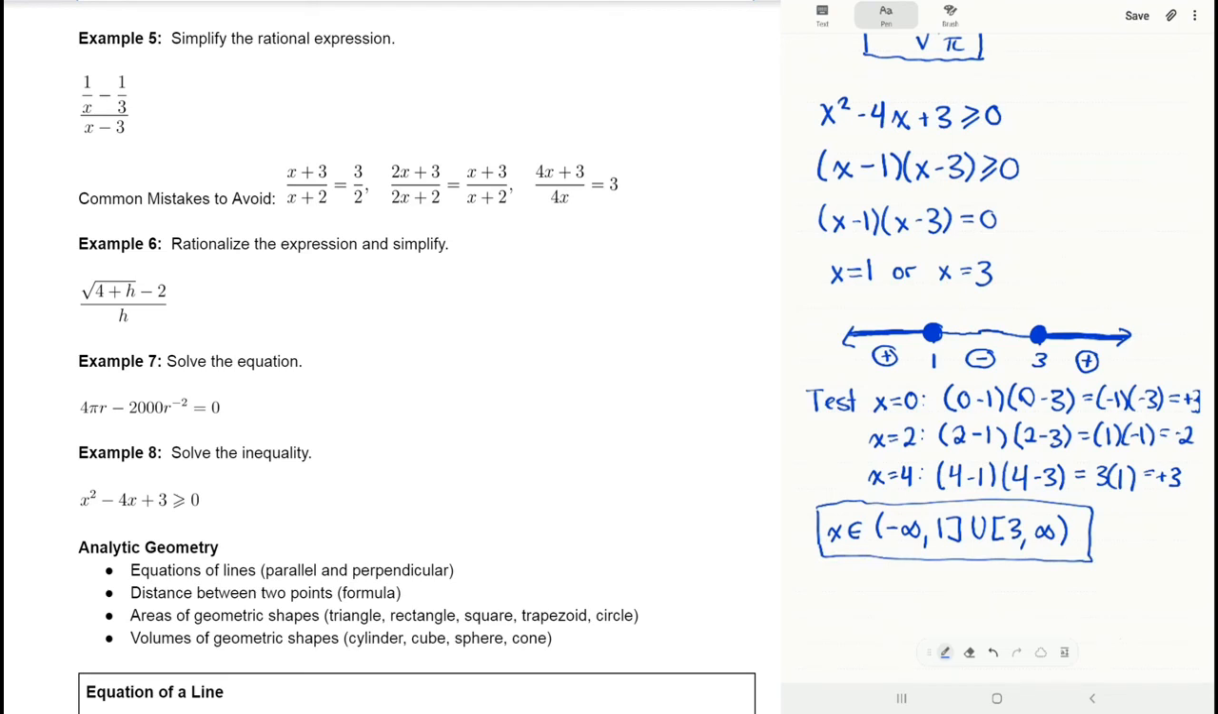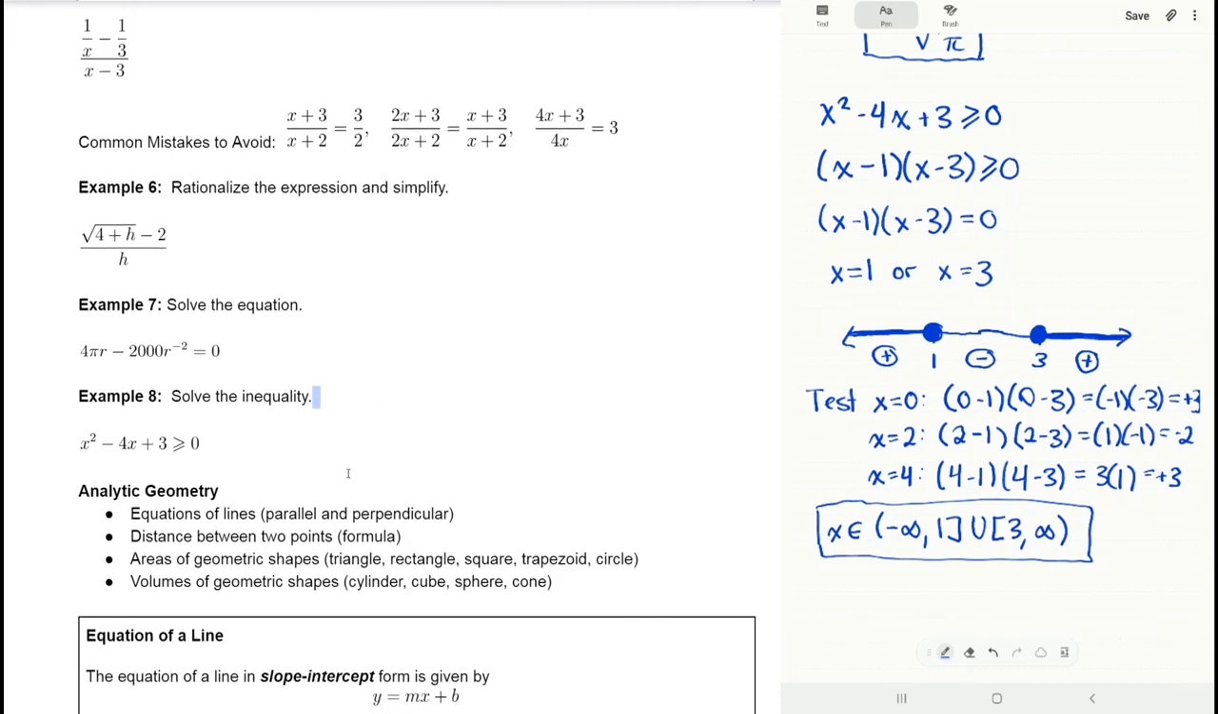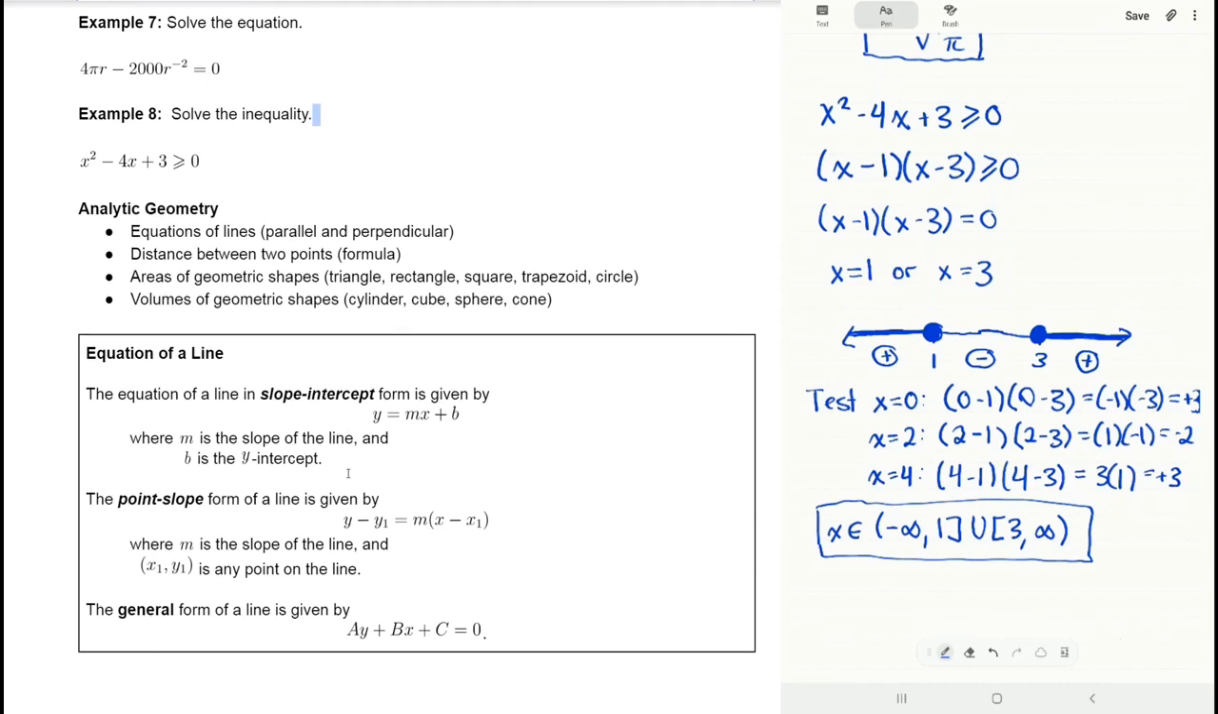So this concludes our examples for algebra. Next, we'll move on to analytic geometry. Some of the topics that will be useful for us are equations of lines, so finding parallel or perpendicular lines. We'll also want to look at finding the distance between 2 points on the xy plane. We'll look at the areas and volumes of certain geometric shapes. We will mainly focus on finding the equations of lines for our example, and we'll come back to the other examples as they come up later in the course.